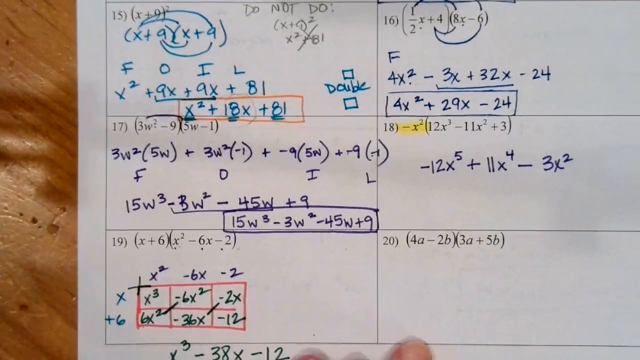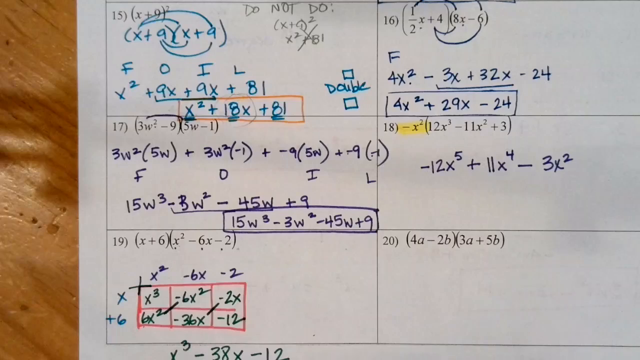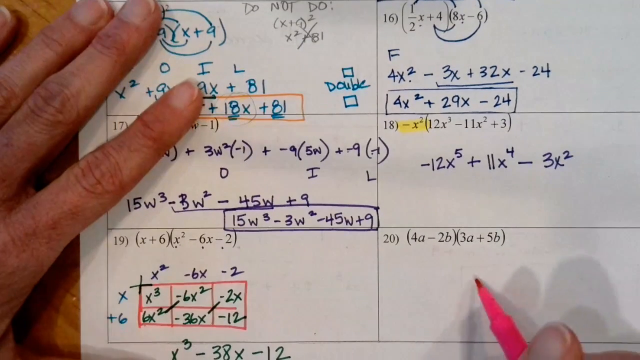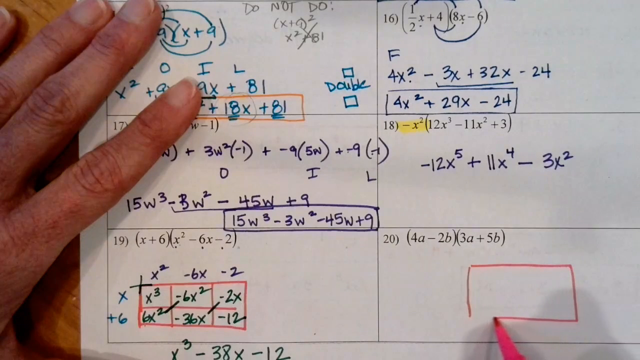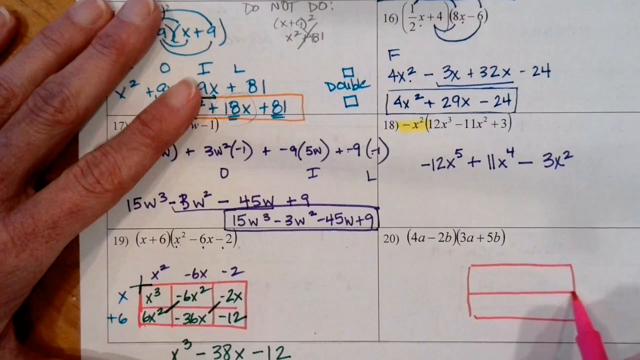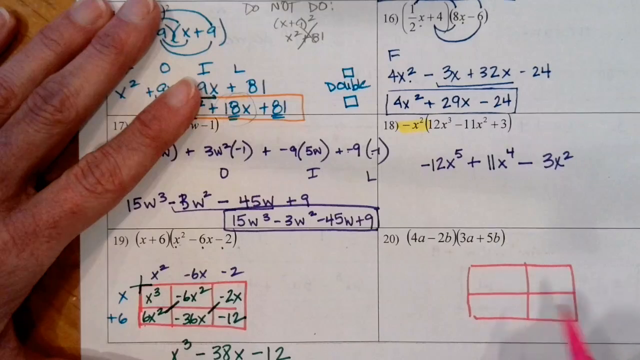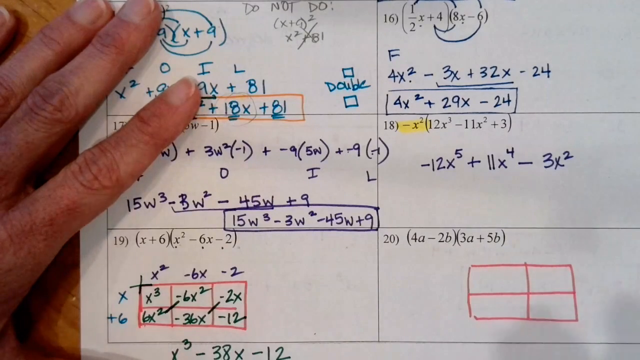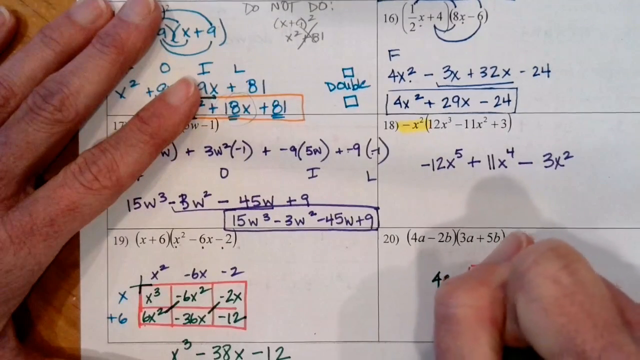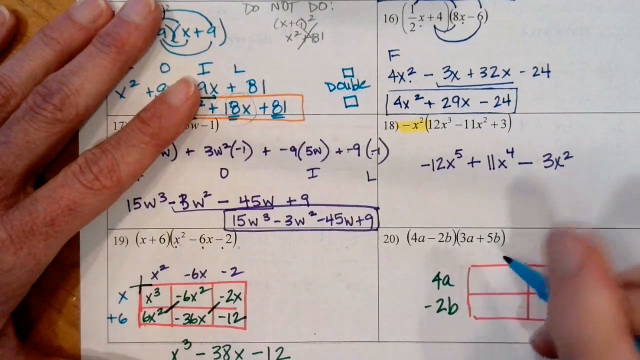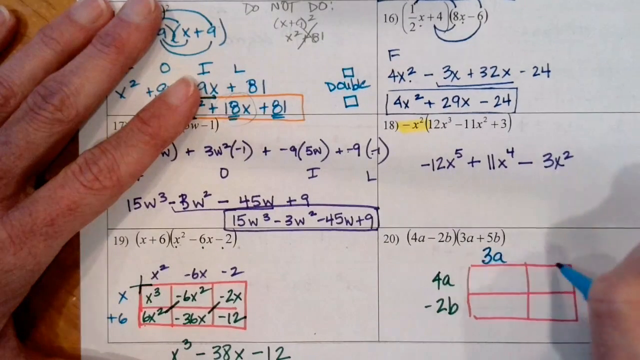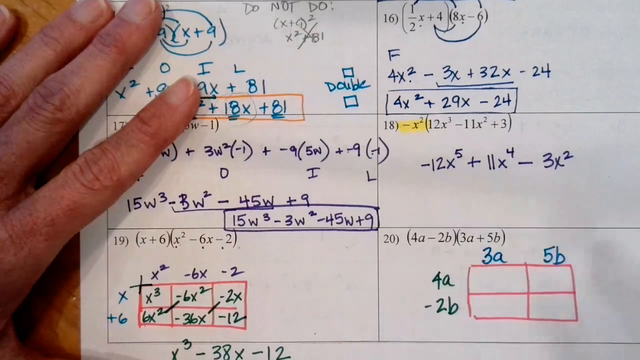Next one up. 4a minus 2b. Would you like to do the box method for this one too? Sometimes the box method is nice because we guarantee that everything gets multiplied by everything else. So we'll put 4a and negative 2b on this side, and we'll put 3a and positive 5b on this side.